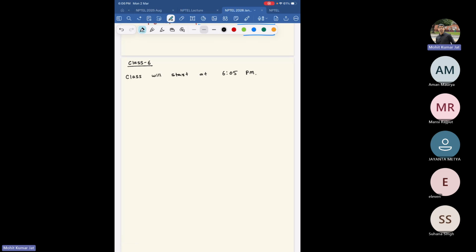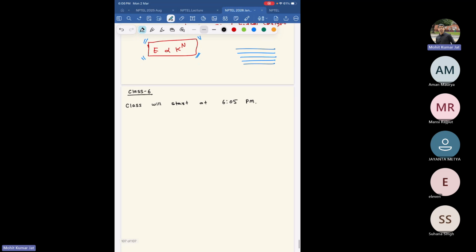In today's class, we will be covering the topic related to the tight binding model, focusing primarily on graphene, 1D lattices.